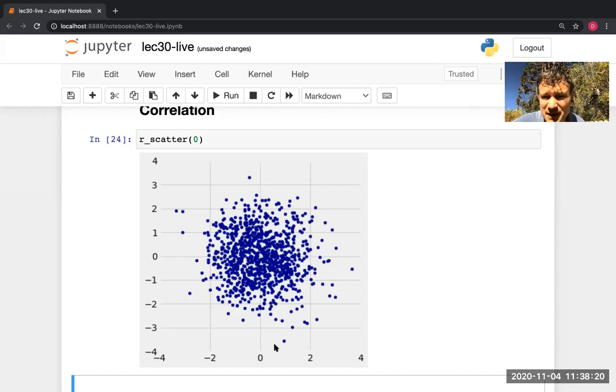Larger values of the x-axis don't tend to lead to larger values on the y-axis. So we call that uncorrelated, or correlation coefficient is 0. I defined the R scatter function at the very top of this notebook. You don't need to know what it's doing. All that you need to know is this is some magic code we wrote to give you examples of data constructed to have a particular correlation coefficient.